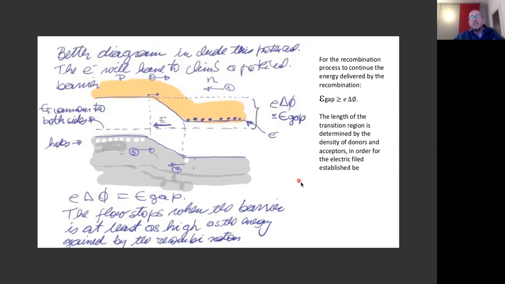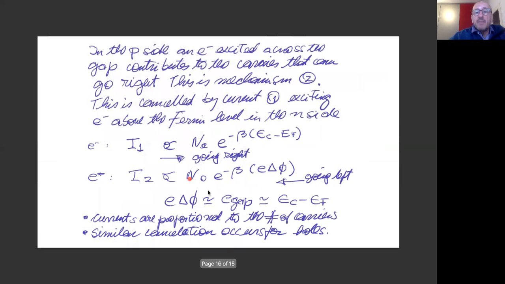But if this is open, it's an open circuit, the total current should be 0. So essentially what happens is that the current of electrons going that way is canceled by the current of holes going this way, okay? And this is what I have here, okay?